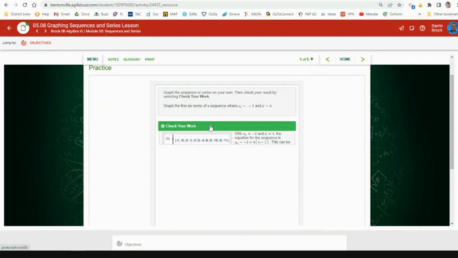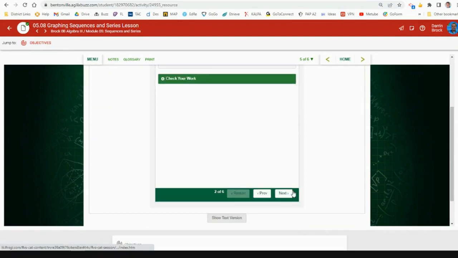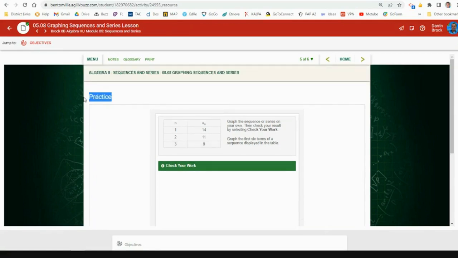So remember, it's got check your work. It's got 6 practice problems for you here. That's where you need to go and see, do I understand what I'm doing? If you want to know if you understand, go to the lesson, find the practice pages, and see if you get the same answer, because they give you all the answers on these practice problems. So you need to work the problem. This is graph this sequence or series, and then check your result.